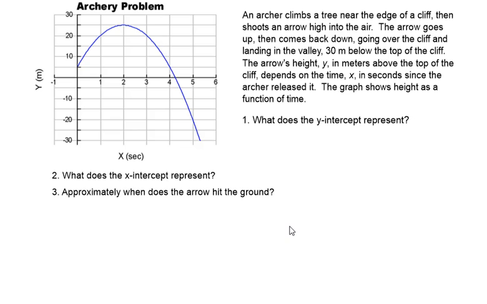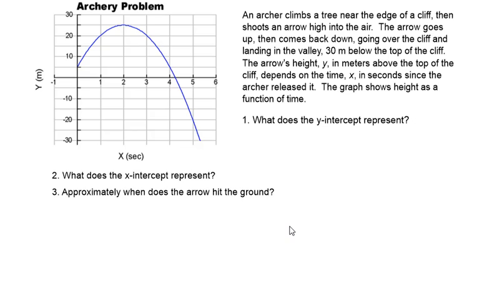So in this situation, we have an archer climbs a tree near the edge of a cliff, then shoots an arrow high into the air. So kind of picture that in your mind. The arrow goes up, then comes back down, going over the cliff and landing in the valley 30 meters below the top of the cliff. The arrow's height, y, in meters above the top of the cliff, depends on the time x in seconds since the archer released it. The graph shows height as a function of time.